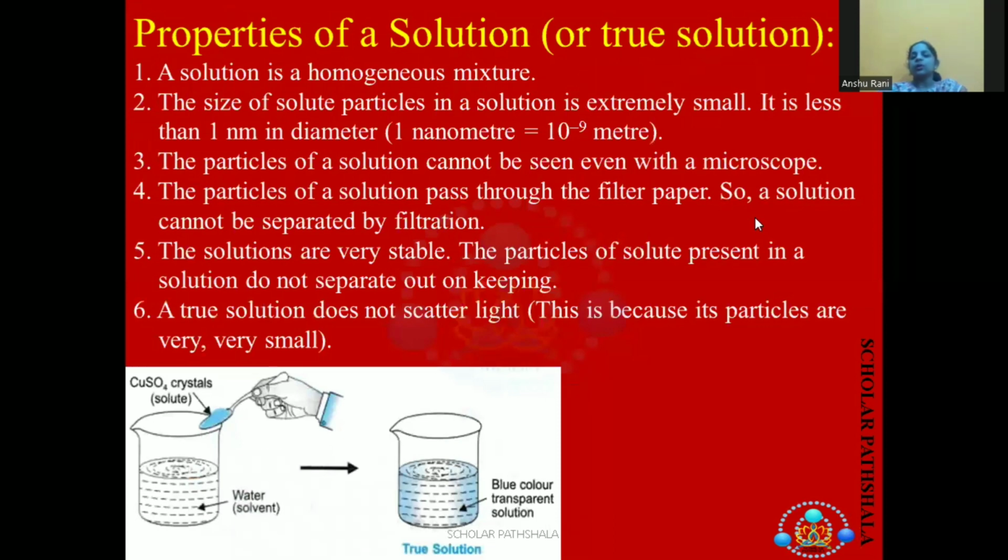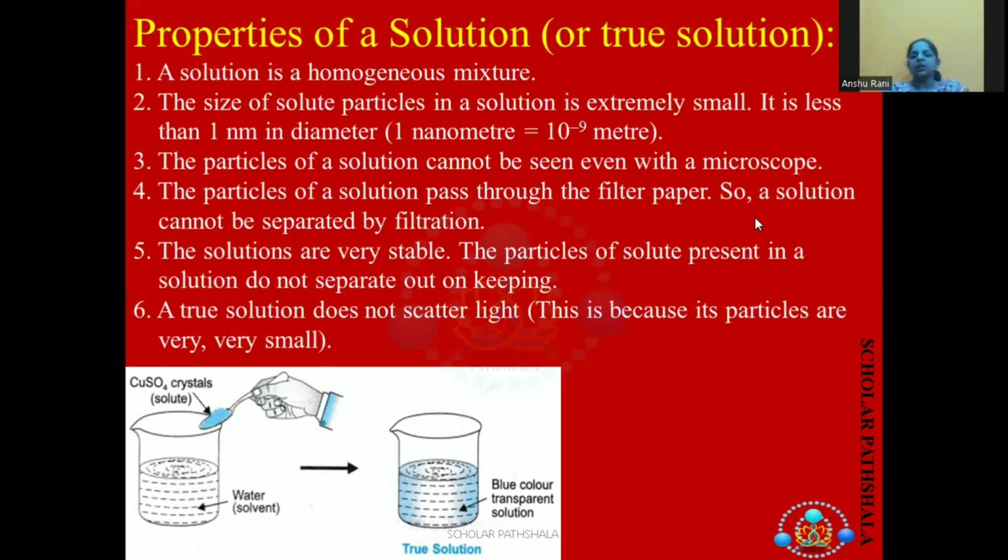Properties of solution, that is true solution. True solution is homogeneous. In it, particle size is very small. Particles of solute will be of less than 1 nanometer. 1 nanometer means 10 to the power minus 9 meter. These are so small that they can't even be seen with microscope. They can't be separated with the help of ordinary filter paper.